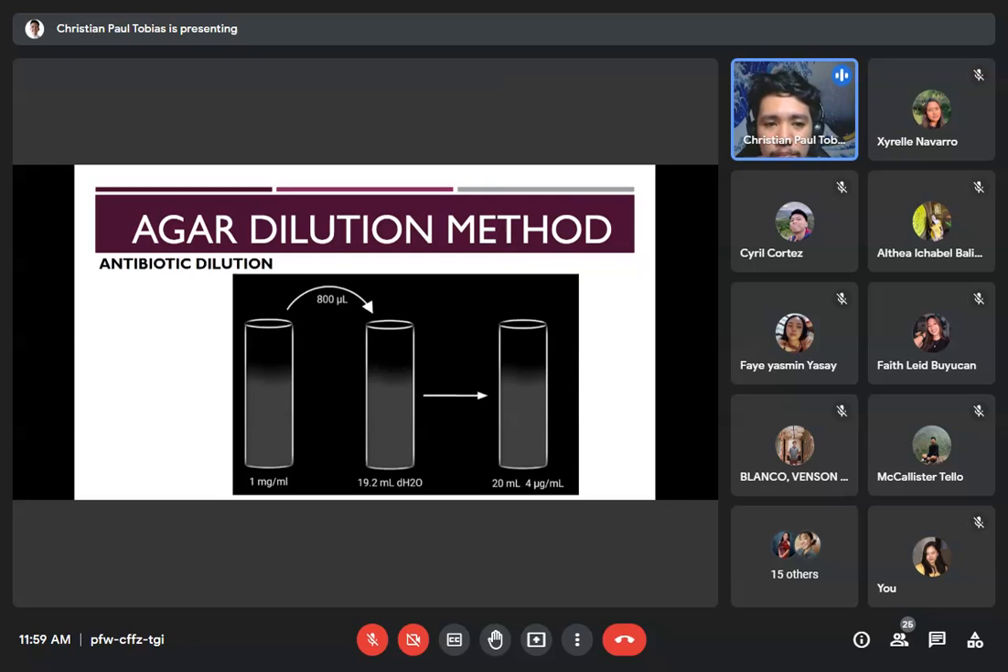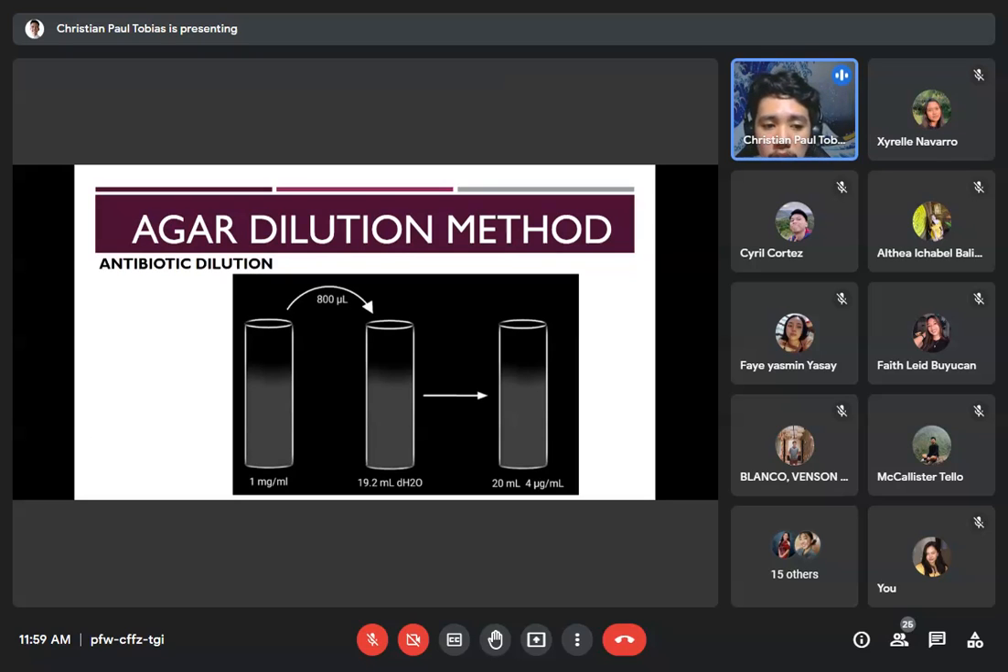Okay, now, from the 1 milligram per ml concentration, let's take for example 800 microliters, and ita-transfer mo sa 19.2 ml distilled water. So, kukuha ka ng 800 microliters using your micropipette. Lilipat mo siya sa 19.2 ml distilled water. Okay, this will give you 20 ml with a concentration of 4 micrograms per ml.